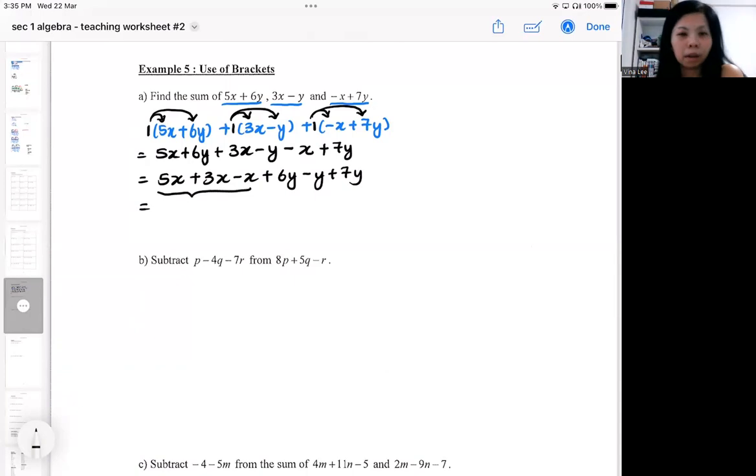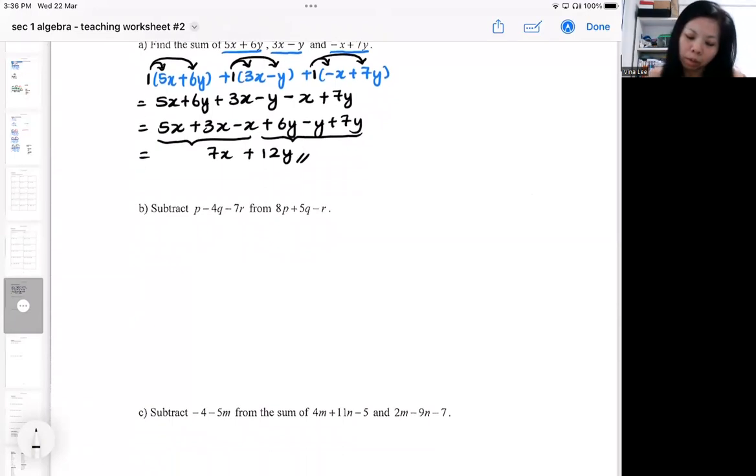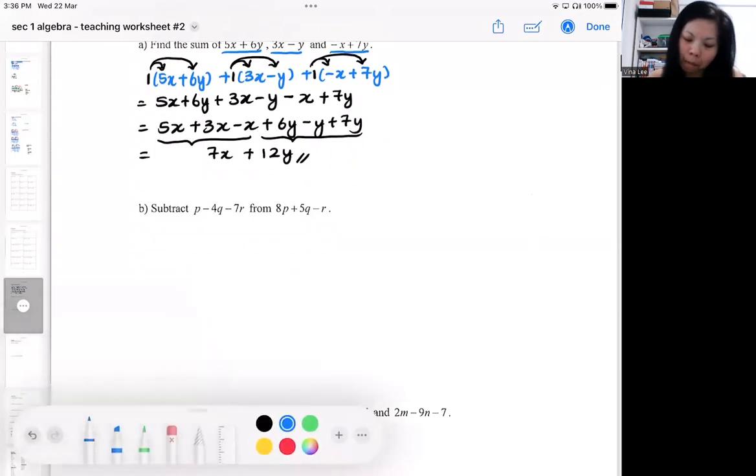When you simplify the x, you get 5 plus 3 minus 1, that is 7x. When you simplify the y, you will have 6 minus 1 plus 7. 6 minus 1 is 5, 5 plus 7 is 12. All these are the tiny things that you need to make sure you have 100% in your algebra. When we do subtraction, the bracket is even more important.